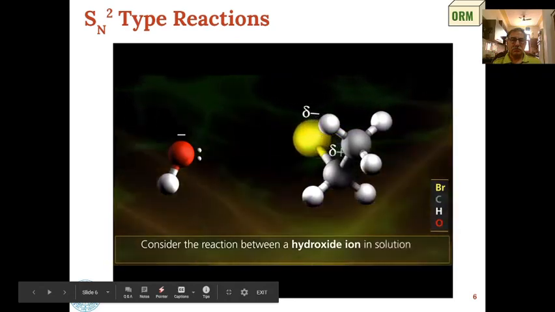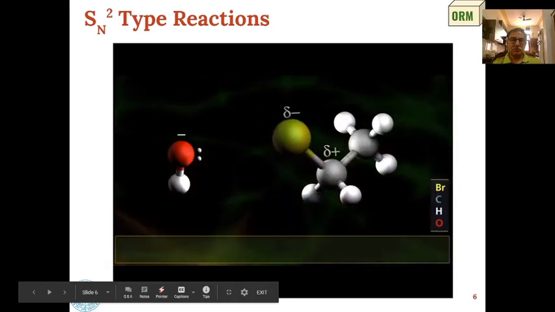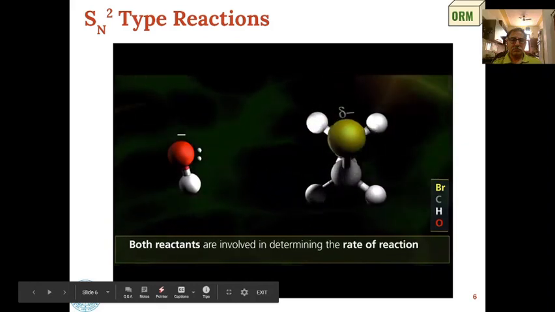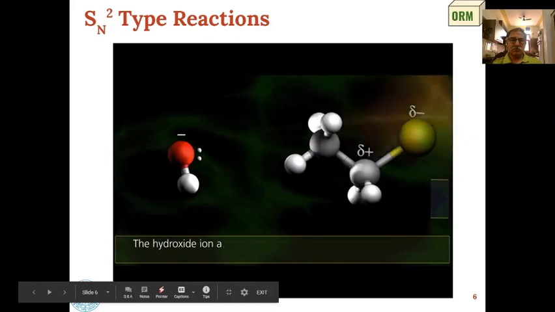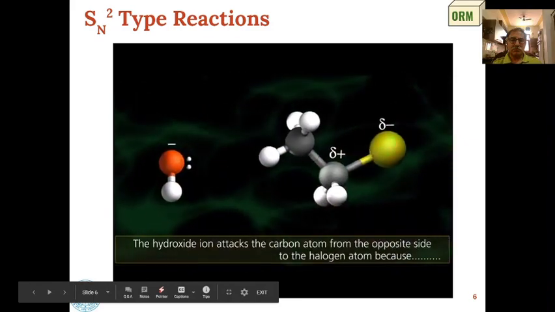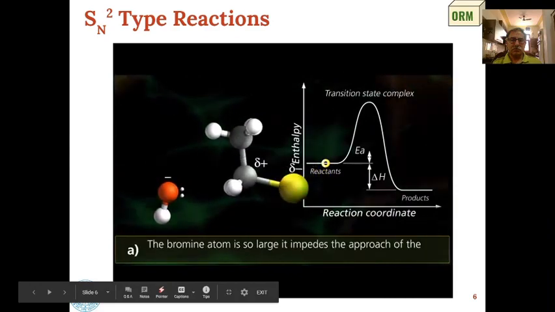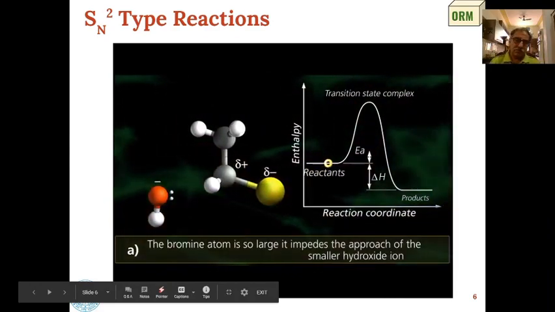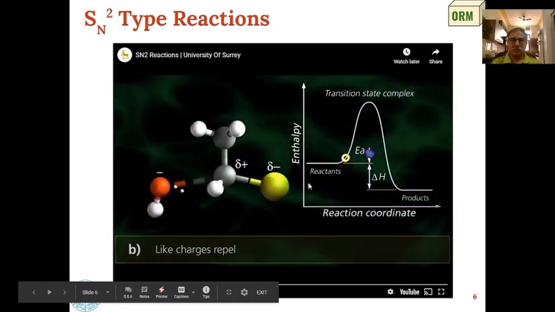Consider the reaction between a hydroxide ion in solution and bromoethane. Both reactants are involved in determining the rate of the reaction in a one-step process. The hydroxide ion attacks the carbon atom from the opposite side to the halogen atom, because the bromine atom A, is so large it impedes the approach of the smaller hydroxide ion, and B, it repels the negative charge nucleophile.